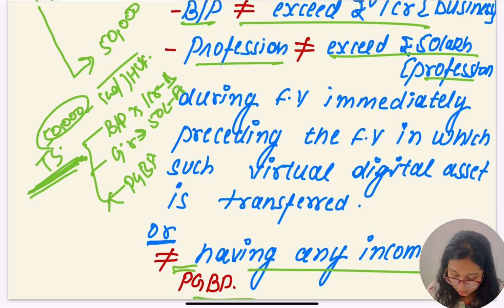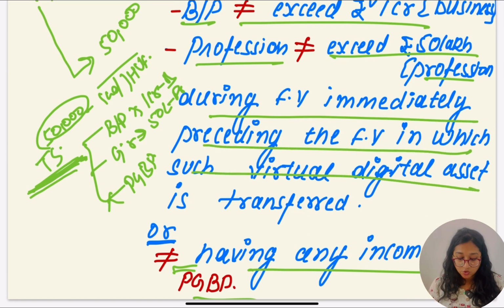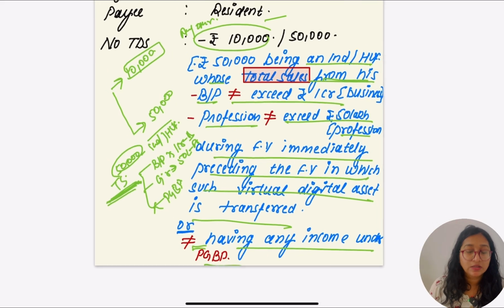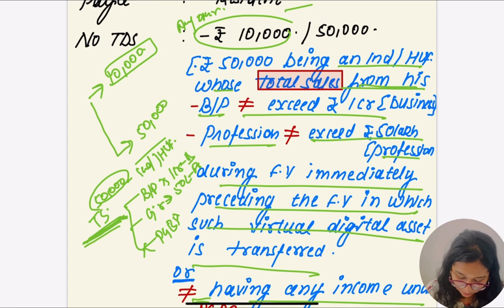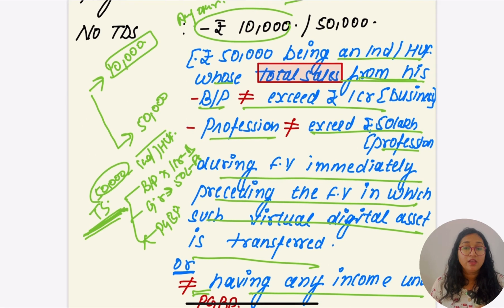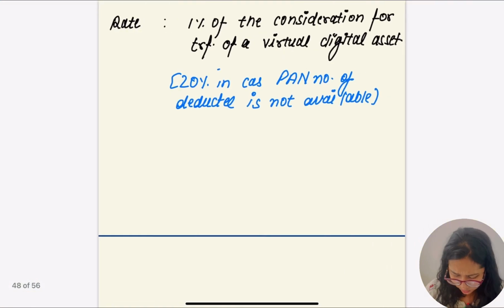So let me read one thing: during the financial year immediately preceding the financial year in which such virtual digital asset is transferred. So there are 3 people who are going to fall under the 50,000 limit. There are only 2 people. Let me say it again. First of all, that person's total sale, individual and HUF, does not exceed that limit. Which limit? The exception of 1 crore from the business and 50 lakh from the profession. Second, they are not having any income from PGBP. In that case, we are going to take those people. So no TDS is going to be applicable for these people. Hope this point was also clear to you.